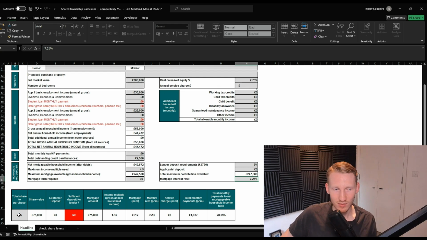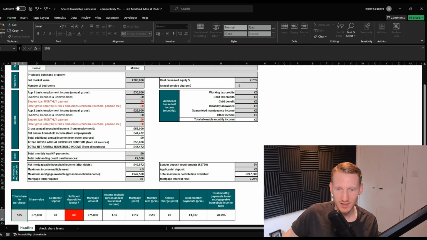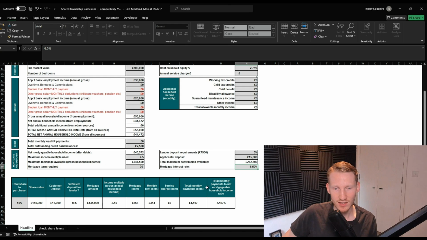Just to touch on what would happen if you did use some deposit. Let's say you go back to the 50% share, and you were to use a 10% deposit of your share. That's £15,000. Let's estimate that the interest rate then drops to 6.5%. You can see here the total monthly payment drops quite considerably from where it was at 7.25%. In this example, with income 1 of £30,000 and income 2 of £25,000, you could also potentially go for a higher purchase price.